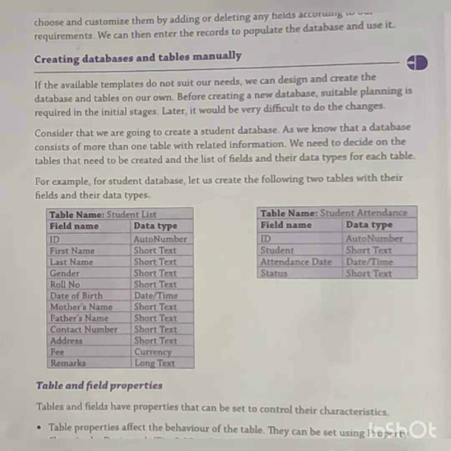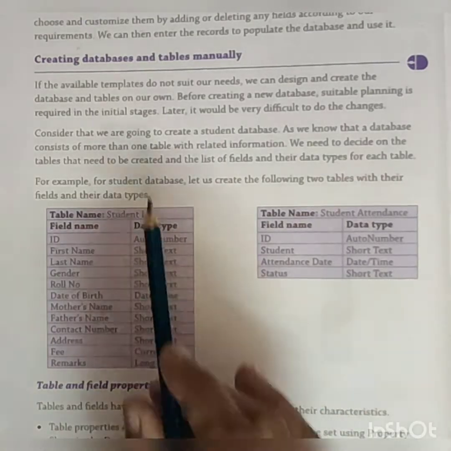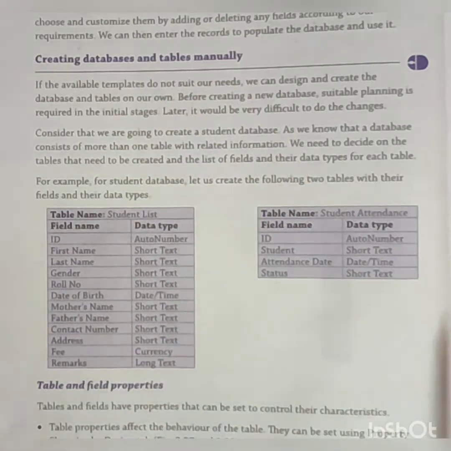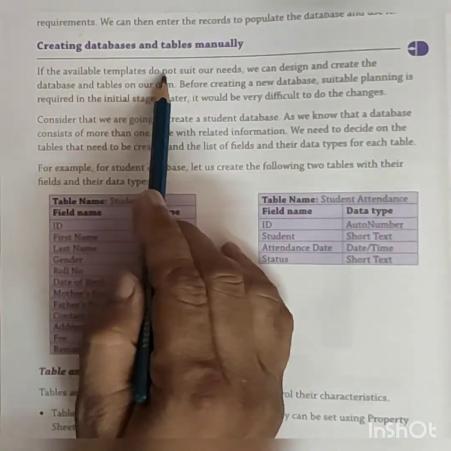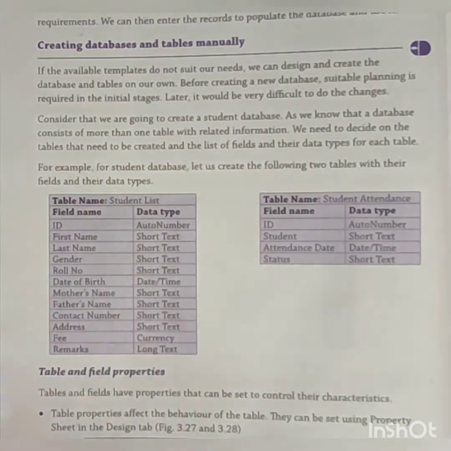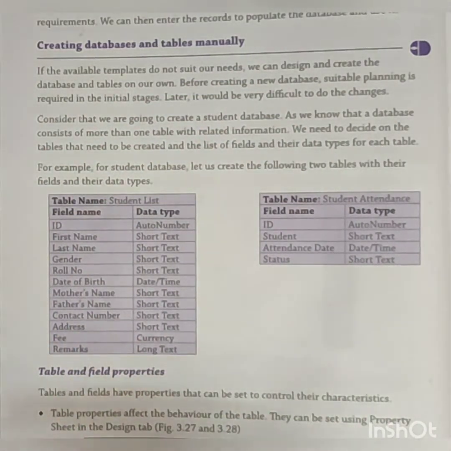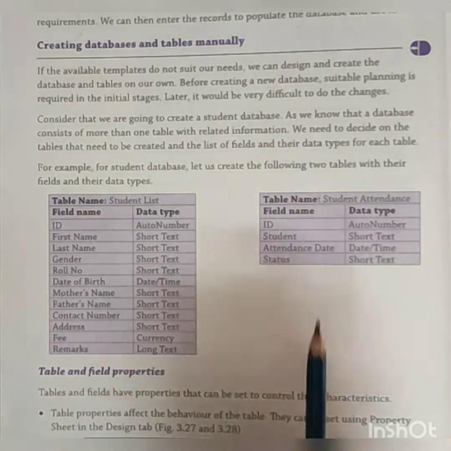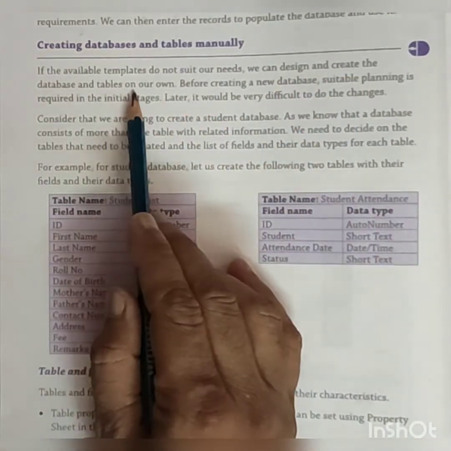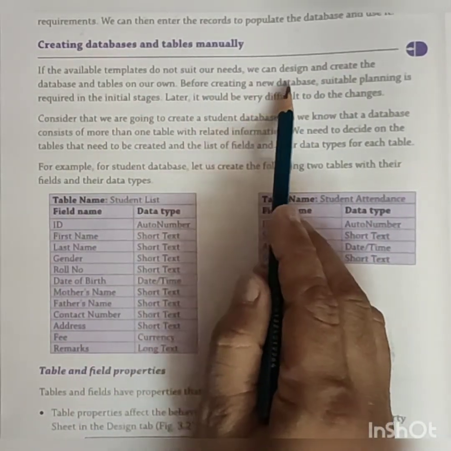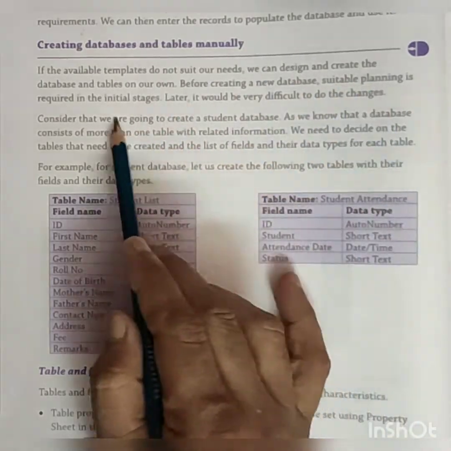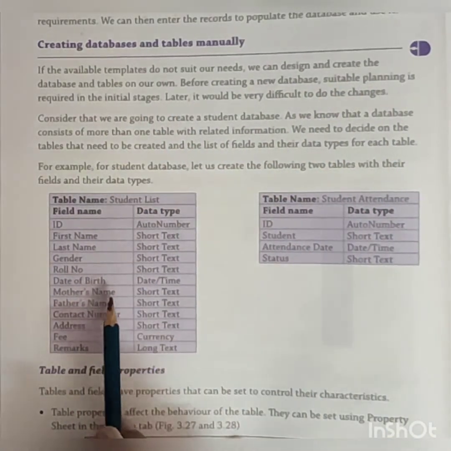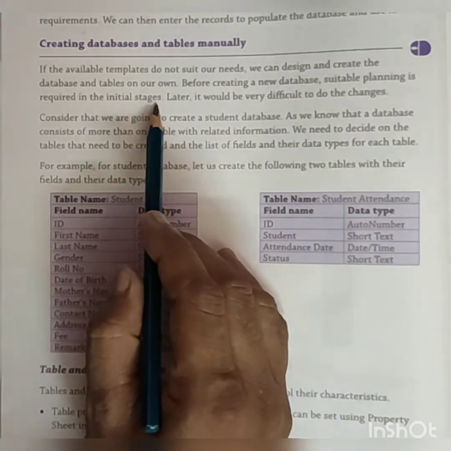Now this is another option. We can also create a database and tables manually. If the available templates do not suit our needs, suppose this type of database is not present or is not listed in our templates portion, then I can create my own database. So we can design and create a database and tables on our own. Before creating a new database, suitable planning is required in the initial stage. So before you create it, you should have a plan: what you want to do and how you will do it.